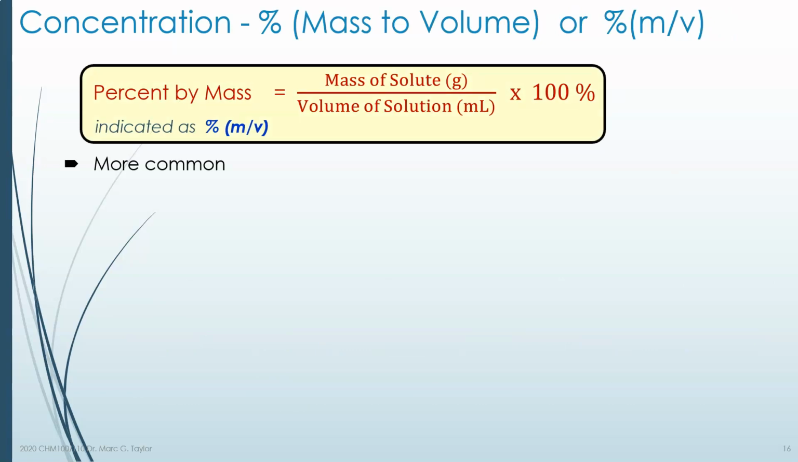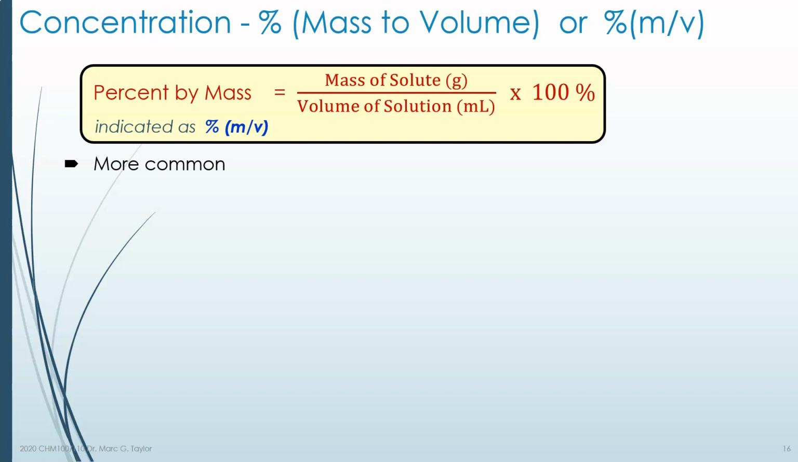Percent by mass is slightly different. So instead of dividing the volume of the solute by the total solution volume, we divide the mass of the solute by the total solution volume. And in this case, we need to know the total solution volume. If we're adding only a little bit of solute to the solvent, it's not going to change the volume that much.